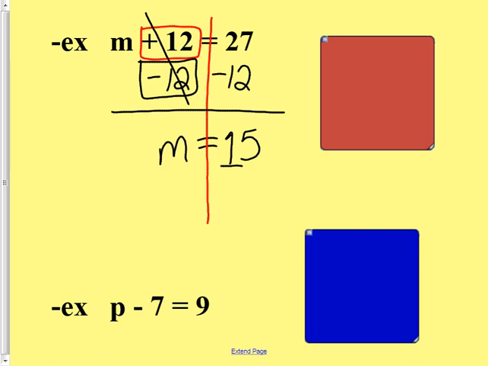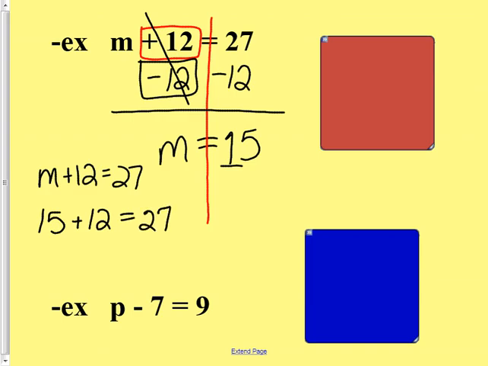Let's check it to make sure we're right. M plus 12, we want it to equal 27. So if m is 15, we need to do 15 plus 12 to see if that gives us 27. So 15 plus 12, if we work that out, you can do it if you need to. Yeah, it equals 27. So that shows us that yes, we were correct. M does in fact equal 15.